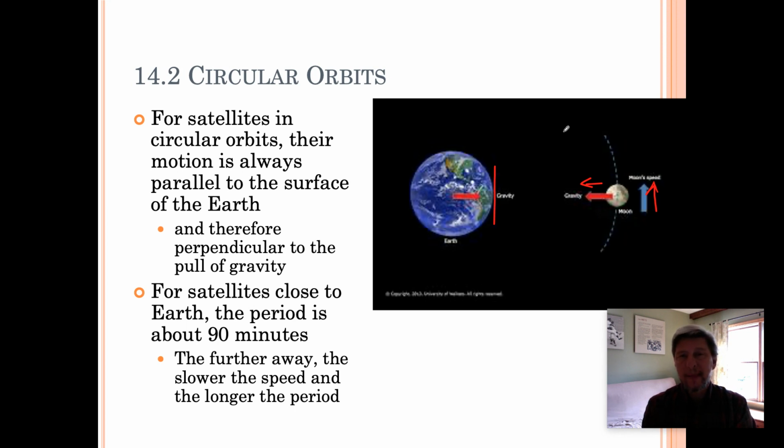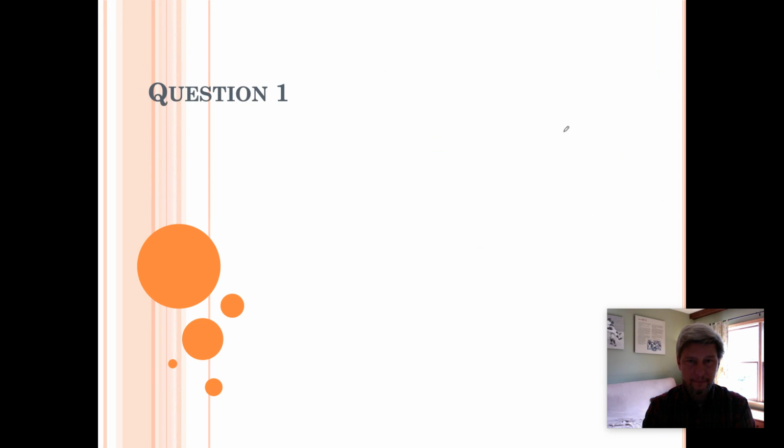It turns out that the speed of a satellite is governed by a few things, including the mass of the Earth and the mass of the satellite, but even more importantly, it's governed by the distance above the Earth that the satellite is. At the distance the moon is away from the Earth, the period is about 27.3 days, almost a month.